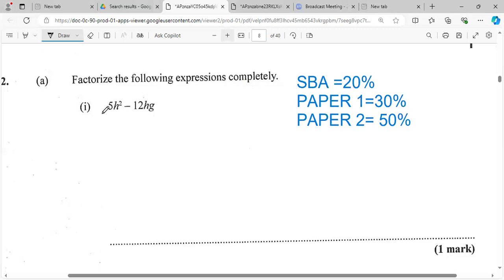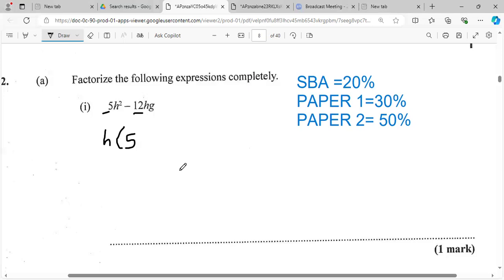Now you check the numbers first. You have 5 and 12. There's no number that can go into 5 and 12 without a remainder. So we focus on letters now, which is h squared, and we have h. So h is common, so we're going to take out what's common, which is h. There's no other letter common. G is here, but G is not here. So we're going to divide now. 5 into 5h squared, that's going to leave 5h.